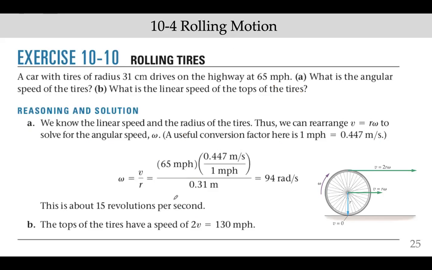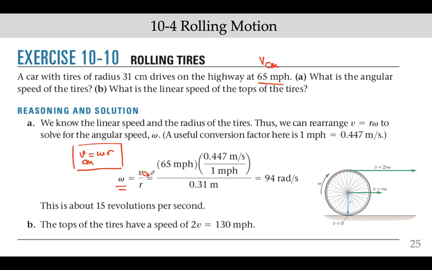Okay, here's an example. A car with tires of radius 31 centimeters drives on a highway at 65 miles per hour. What is the angular speed of the tires? Well, we just use this formula, V equals omega R. So this is VCM, right? This is the speed of translational motion. If this is normal motion, then the rolling without slipping condition is satisfied. So from here, you can calculate the angular speed of the tires.